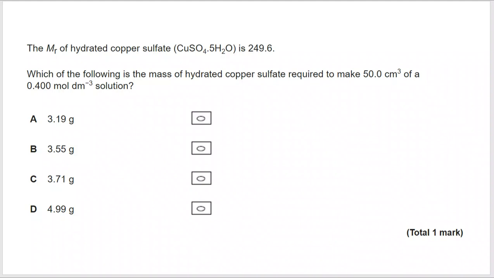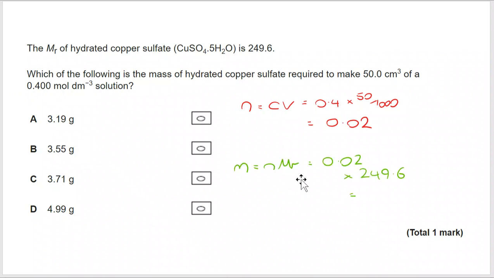And a relatively straightforward one. We have got a concentration, a volume and an MR. So we're going to find out the number of moles first using C and V. My concentration is 0.4, my volume is 50 over 1,000. That means I've got 0.02 moles of copper sulfate needed within this solution. Now, my number of moles is 0.02 and my MR is 249.6. Multiply those together and that tells me the mass that we would have, 4.992 rounded to 4.99.